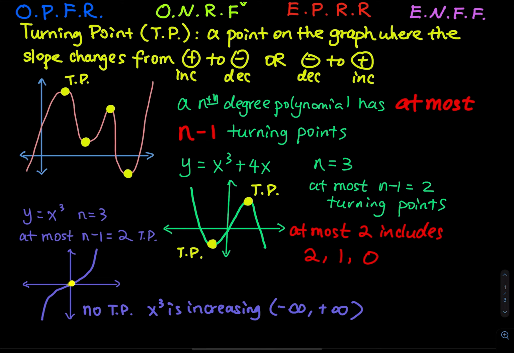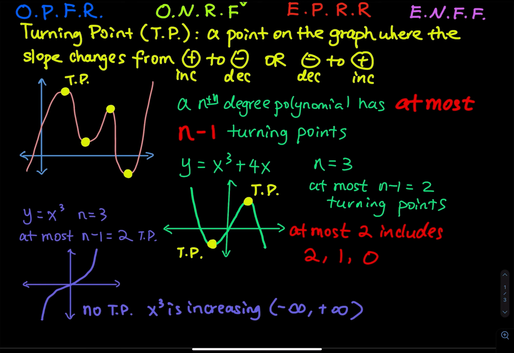But in fact, when you check out the graph, there is no turning point because x to the third power is increasing the entire time. So there are no turning points. But you might say, hey, you just calculated 2, but you say no. That makes sense because that's why we use the words at most, and that's why I put the at most in red. At most 2 means including 2, including 1, including 0.